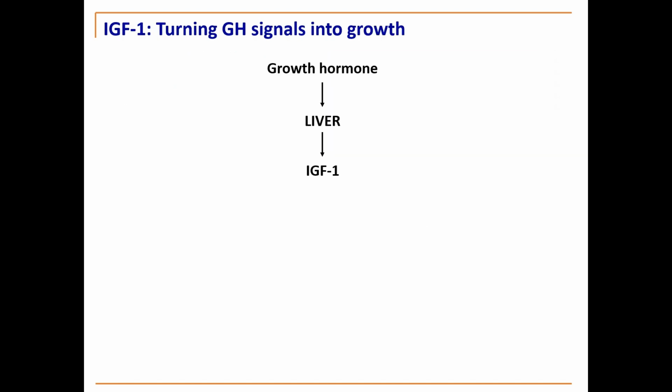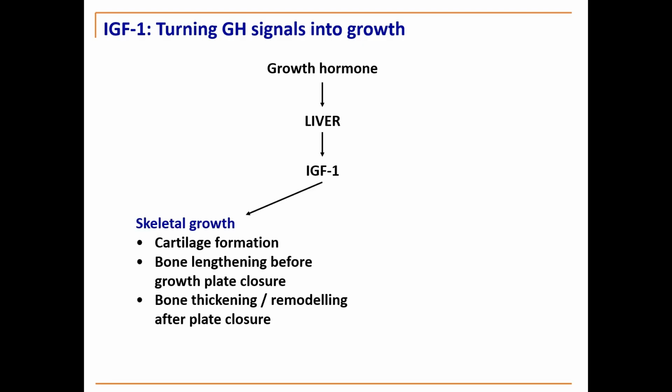So in contrast to what we just talked about with growth hormone, what we're thinking about now is IGF-1, insulin-like growth factor 1. And that's all about turning the growth hormone signal into growth itself. So many growth promoting actions of growth hormone occur through IGF-1. And remember, IGF-1 is synthesized in the liver and released into the blood. And there it starts to act on skeletal growth.